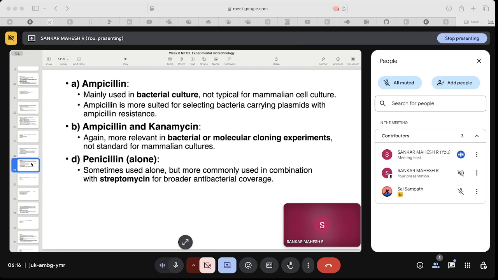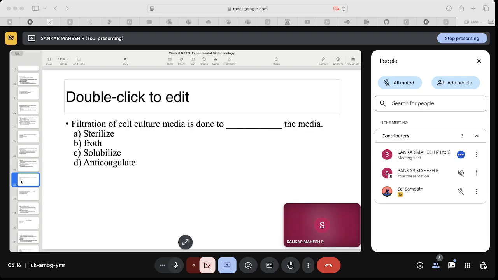Like you mentioned, we know that ampicillin and kanamycin are used in cloning experiments. Good. The next question is, filtration of cell culture media is done to dash the media. Four options are given here: sterilize, froth, solubilize, and anticoagulate. You can think about this for a couple of minutes.